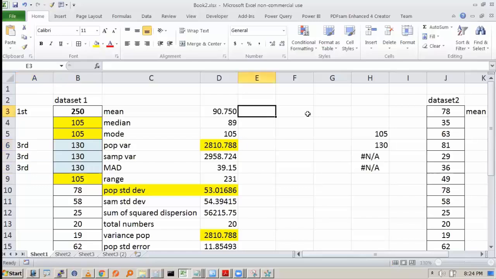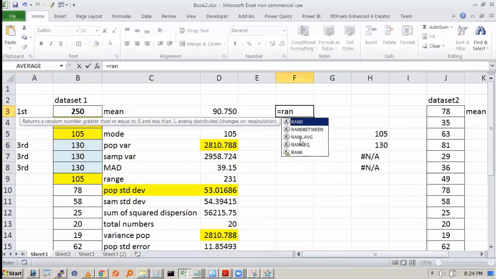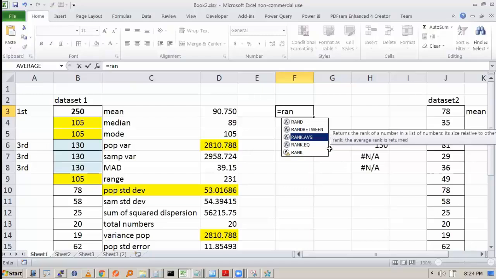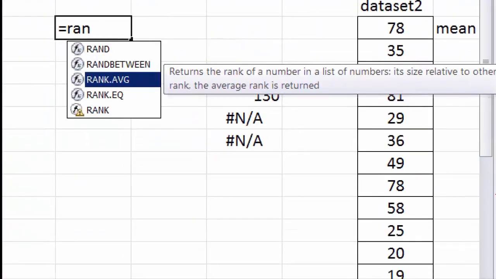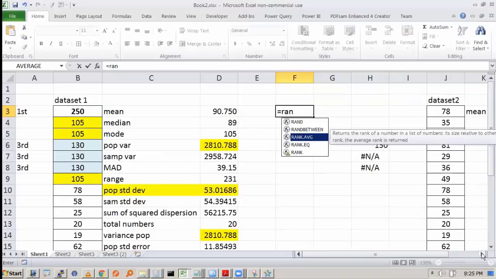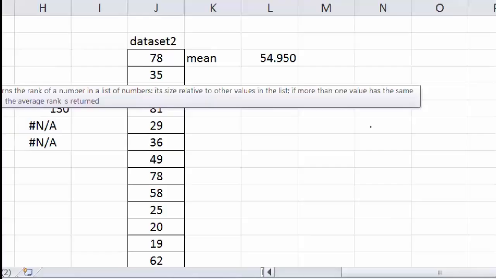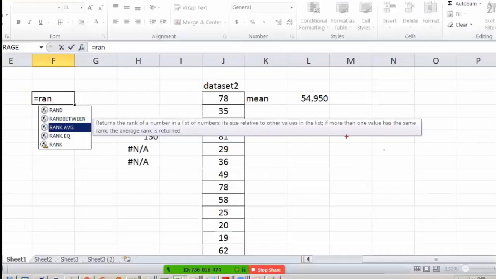So if I want to do rank, you can see that there are two Excel functions: one is RANK.AVG and one is RANK.EQ. Let's see what RANK.AVG does. It says that it returns the rank of a number in a list of numbers, its size relative to the others. And in case more than one value has the same rank, then the average rank is returned.